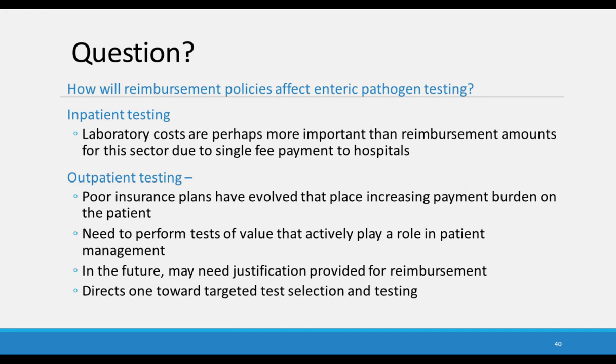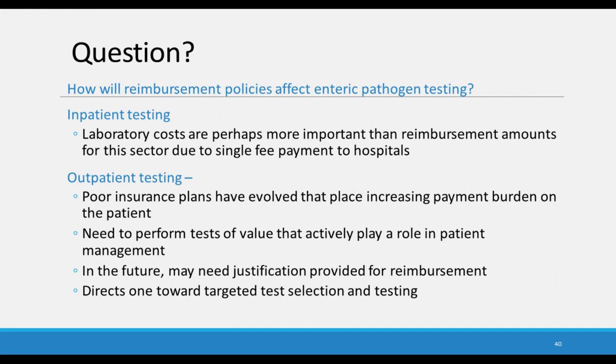How will reimbursement policies affect enteric pathogen testing? Well, in our inpatient testing, the laboratory costs are perhaps more important than reimbursement amounts for this sector due to the single fee payments to hospitals. But for outpatient testing, I think we have to be on alert. There are a lot of people with poor insurance plans that have evolved that place increasing payment burden on the patient. So we need to make sure that we're performing tests of value that actively play a role in patient management. So in the future, we may need justification provided for reimbursement for such testing.